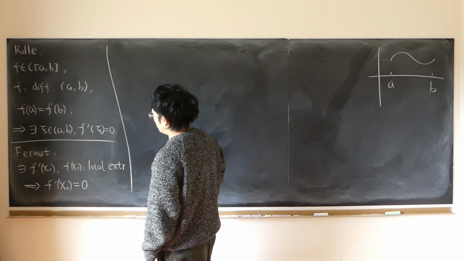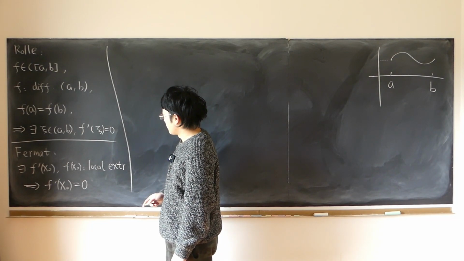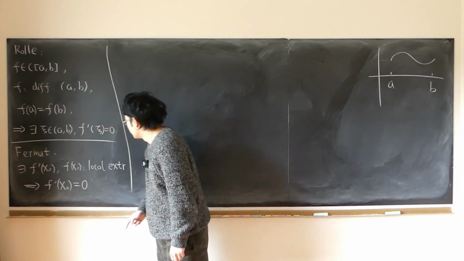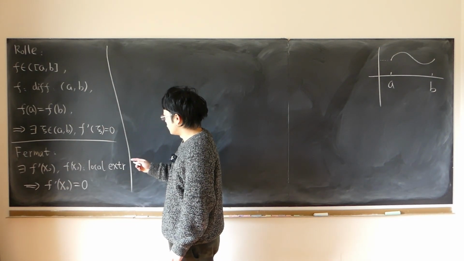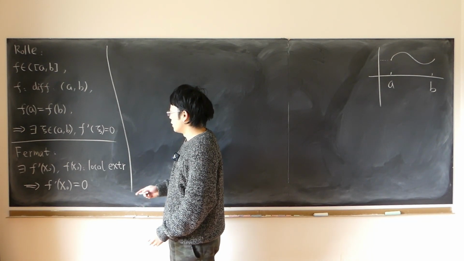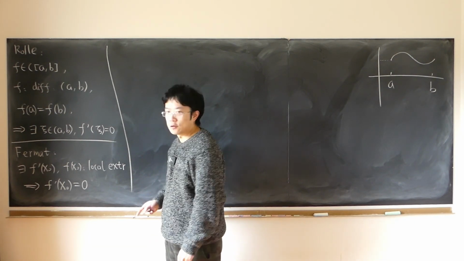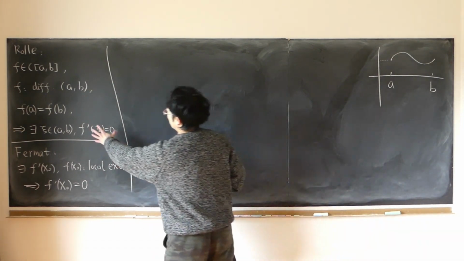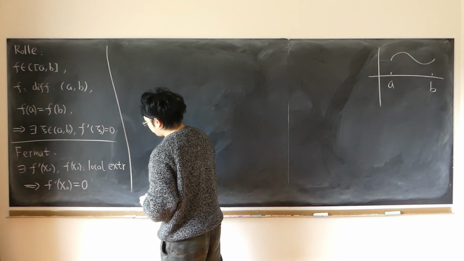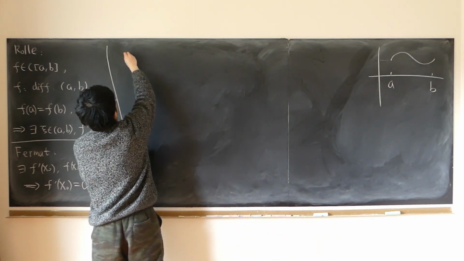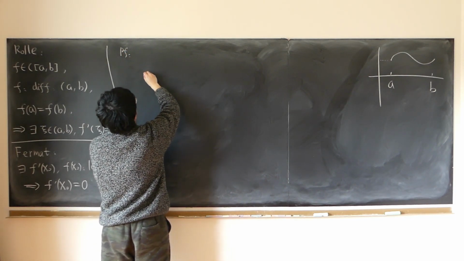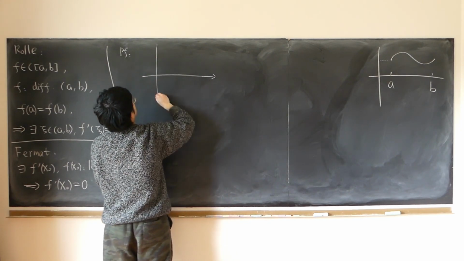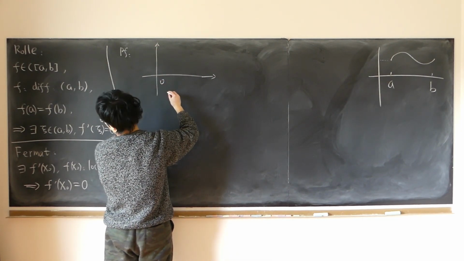But before that, we have to prove Fermat's theorem, Fermat's lemma, which says that if the derivative exists at x0, and f(x0) happens to be a local extremum, local minimum, local maximum, whatever, then we can conclude that the derivative at this point has to be 0. Then we're going to use that to prove Rolle's theorem. So first of all, graphically speaking, even though the graph is not part of the proof, it can help us to demonstrate it more clearly.